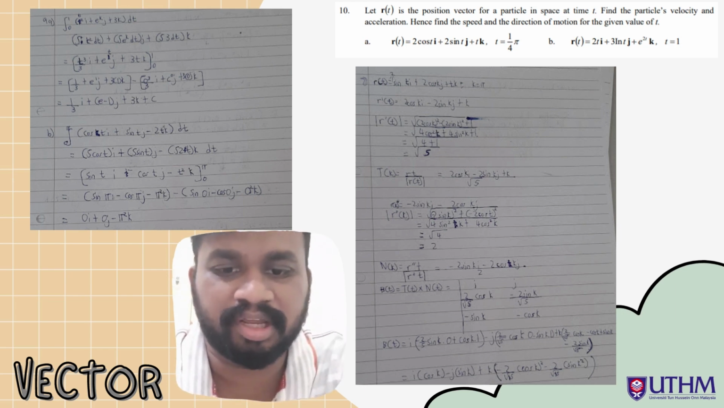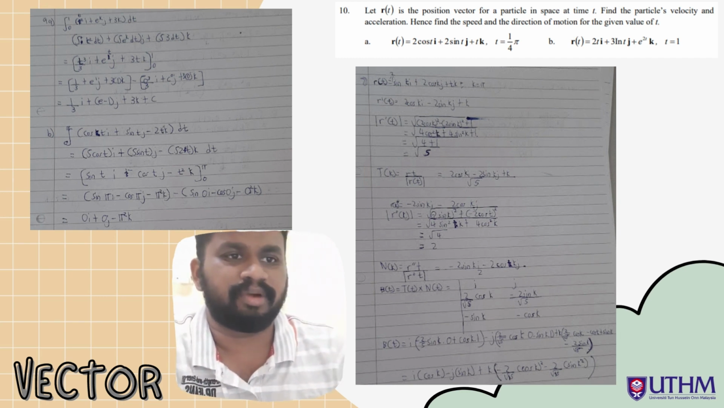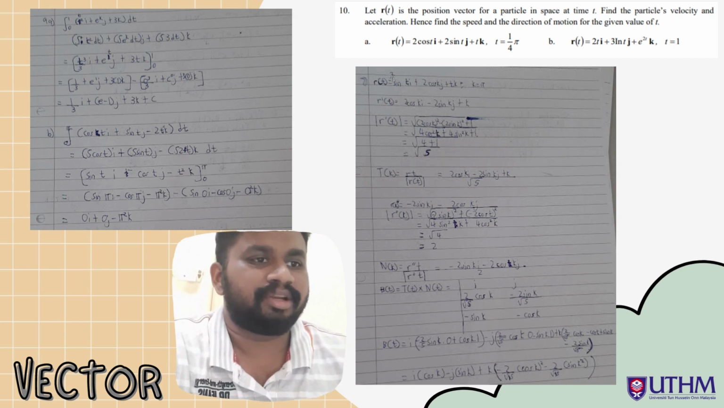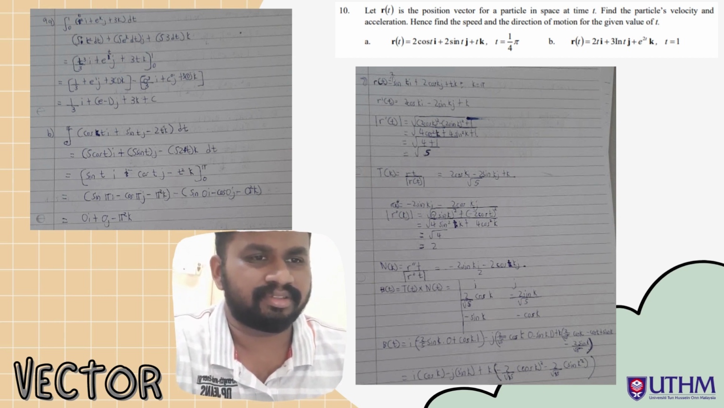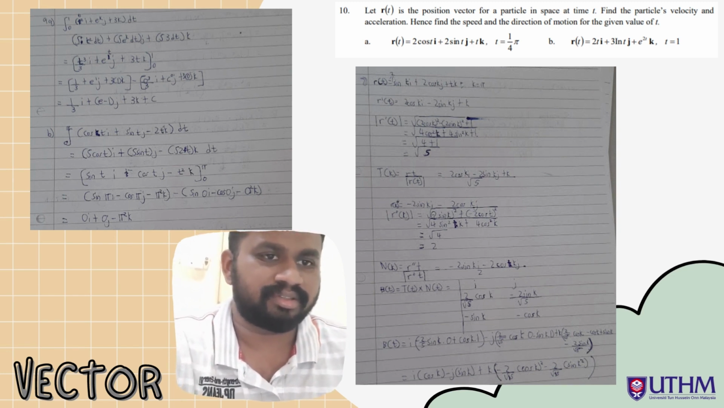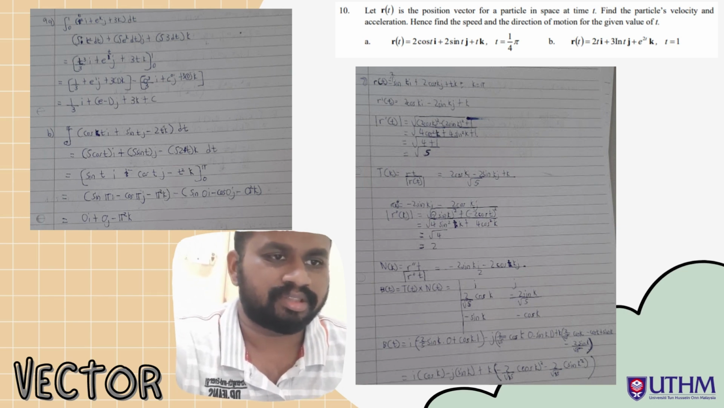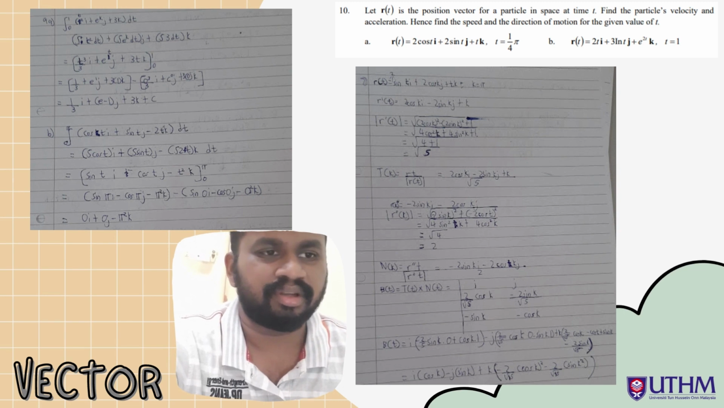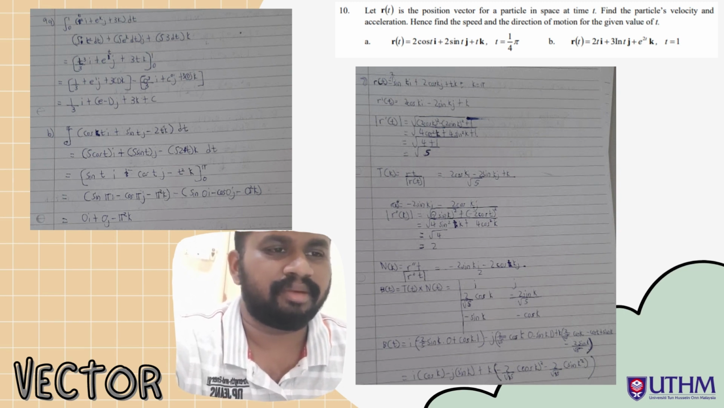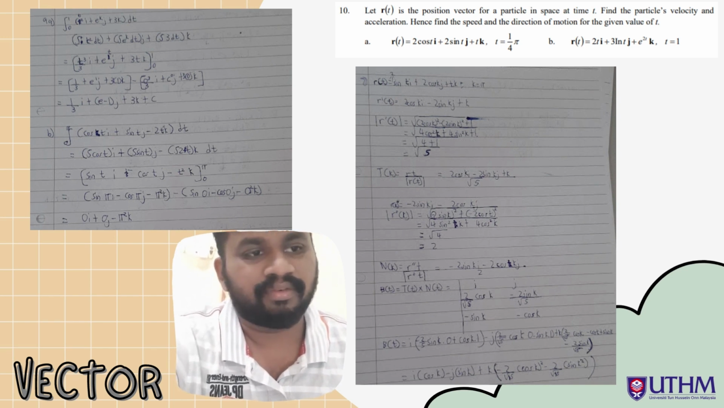Next up we go for question number 10. Question number 10 says that r(t) is the position vector for a particle in space at time t. Find the particle's velocity and acceleration, hence find the speed and direction of the motion for the given value of t. Now look at the two questions. A says r(t) equals 2 cos t i plus 2 sin t j plus t k, t equals 1 over 4 pi. Next is the B question: r(t) equals 2t i plus 3 ln t j plus e to the power of 2t k, and the value of t is 1.